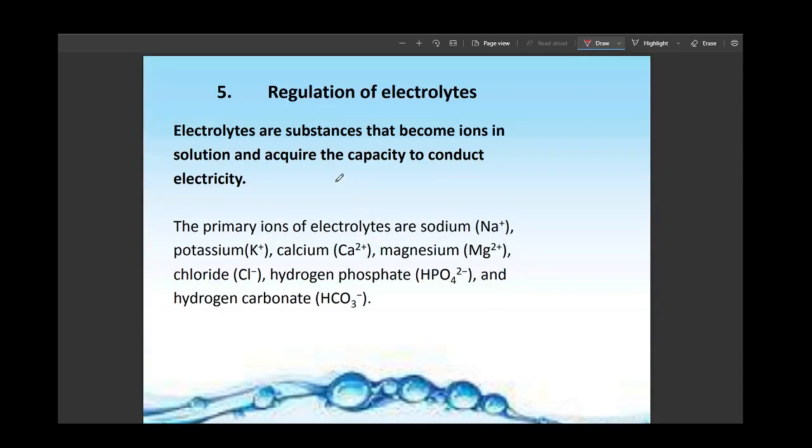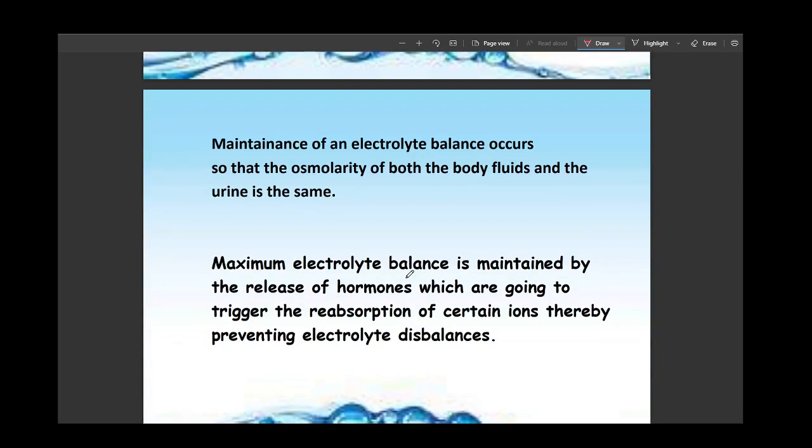How is regulation of electrolytes done? Electrolytes are basically substances that become ions in solution and acquire the capacity to conduct electricity. The ions of electrolytes are sodium, potassium, calcium, magnesium, chloride, hydrogen phosphate, and hydrogen carbonate. So maintenance occurs, and the osmolarity of both the fluids and the urine is the same.